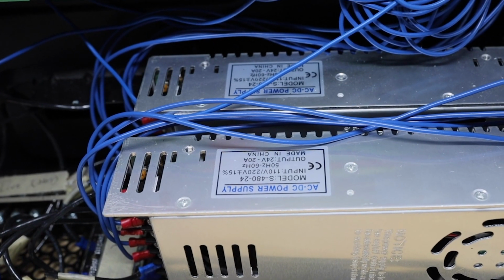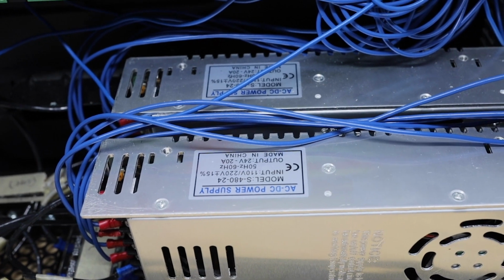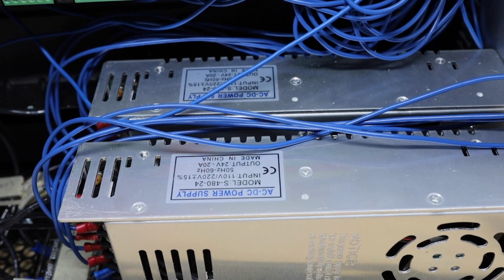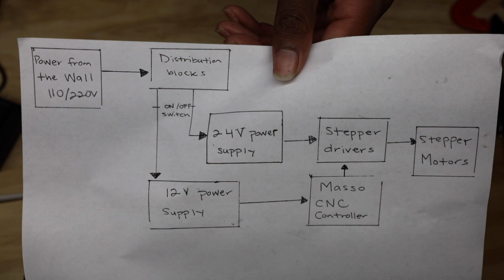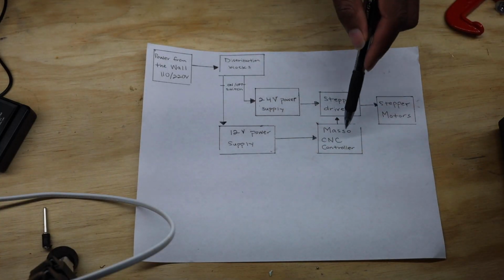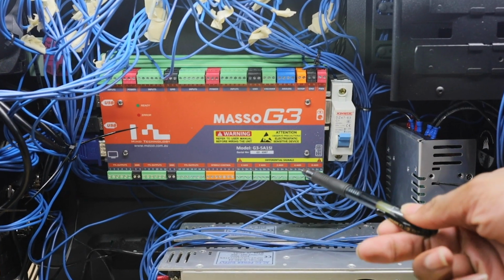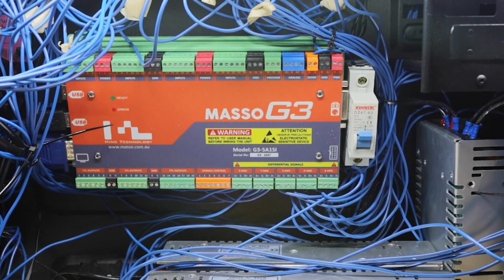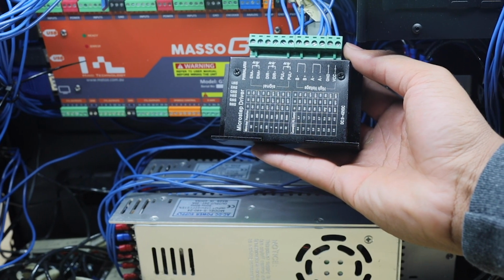The power from the 24-volt power supplies goes to the stepper drivers. I am using 2 24-volt, 20-amp power supplies, and each one drives 3 out of the 6 total stepper motors. But before we can control the stepper motors, we have to get signal from the CNC controller. A 12-volt power supply is used to power the Meso CNC controller, as well as the brushless DC motor I'm using as a spindle. The Meso controller is used to provide signal to the stepper drivers, which control the stepper motors.